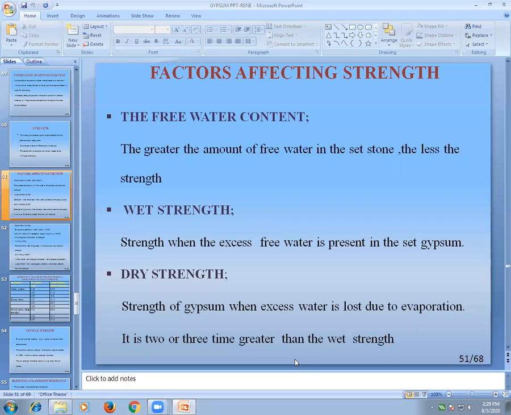So again, strength is of two types: wet strength, also called green strength, and dry strength. Wet strength is the strength when excess free water is present in the set gypsum, and dry strength is the strength of the gypsum when excess water is lost due to evaporation. It is up to 2 or 3 times greater than the wet strength.